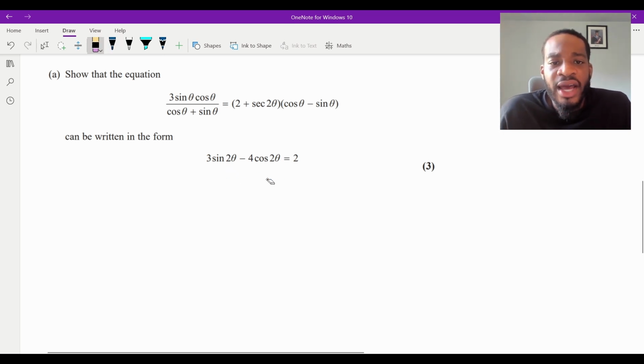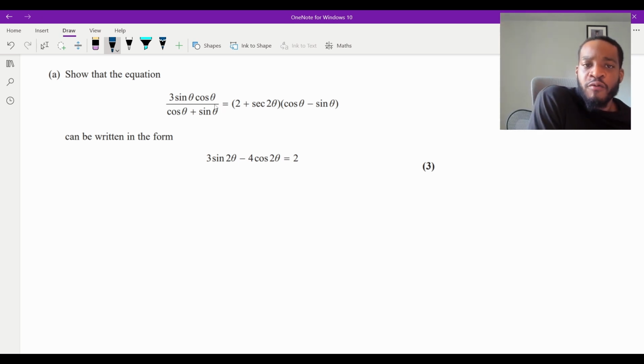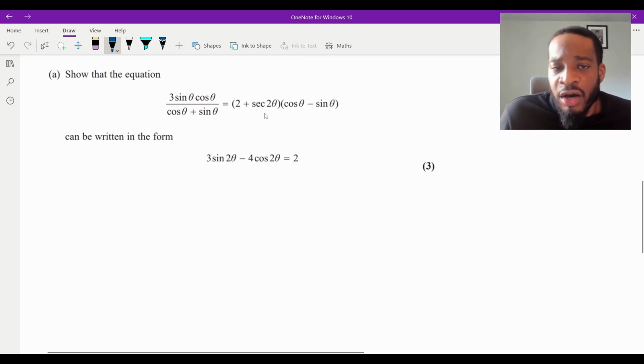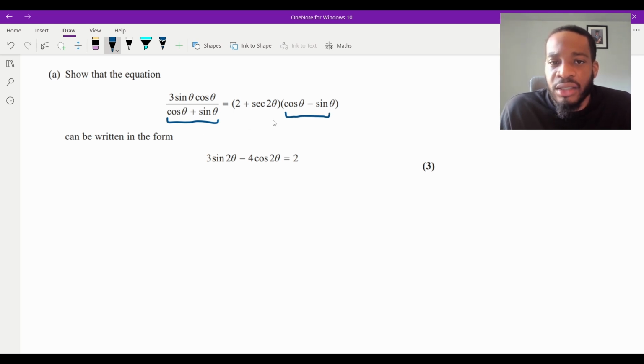When I look at the thing that I'm actually trying to show, there are so many things going on here. Straight away, sine theta cos theta looks like 2 sine theta cos theta, the sine 2 theta formula. I've got a sec 2 theta, which I know is 1 over cos 2 theta. And another thing is that I have a cos theta plus sine theta and a cos theta minus sine theta here. I don't think that's a coincidence. That looks very, very similar. What do I do? Well, I'm going to bring these together and you're going to see why.